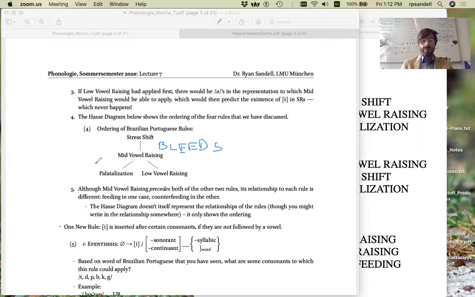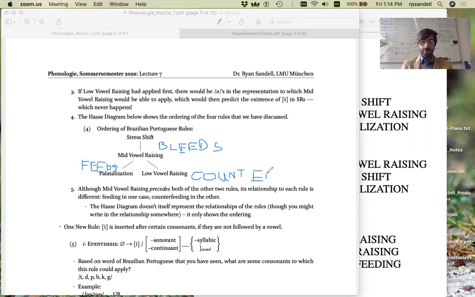Then mid vowel raising feeds palatalization. Mid vowel raising creates new high front vowels, E, that allow palatalization to apply. And low vowel raising counterfeeds mid vowel raising. So low vowel raising has the potential to feed mid vowel raising based on the way the rule is written, but it doesn't actually. So low vowel raising counterfeeds mid vowel raising, as we've just discussed.